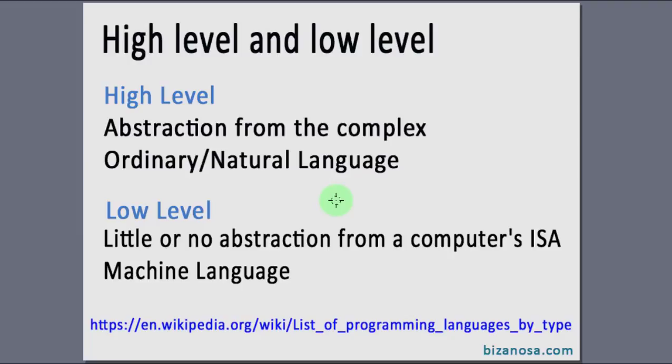So in most cases, the high-level programming language will just use natural language. That's why you find that you have things like if, else, if something happens, do this.